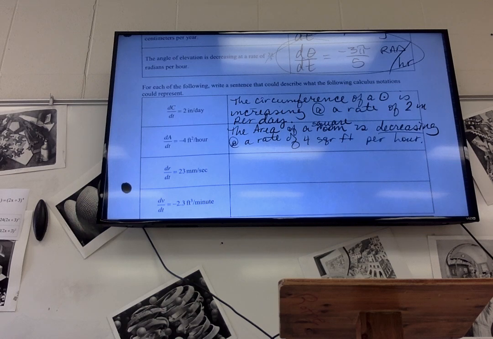Good. What else could you have said? The area, trapezoid, circle, whatever. You do want the shape. But yeah, any of those work.